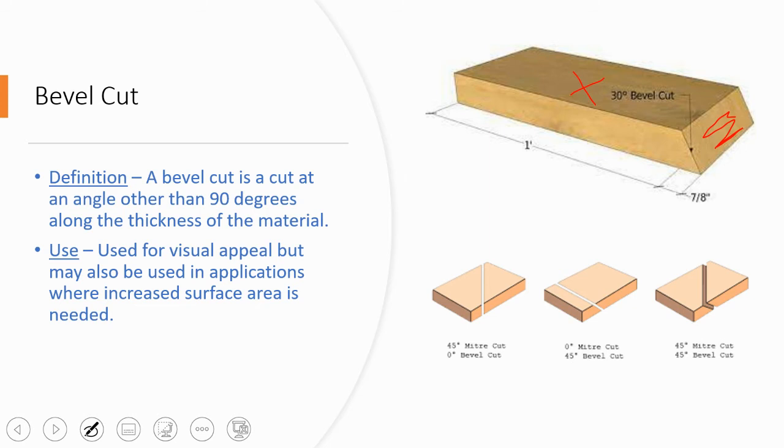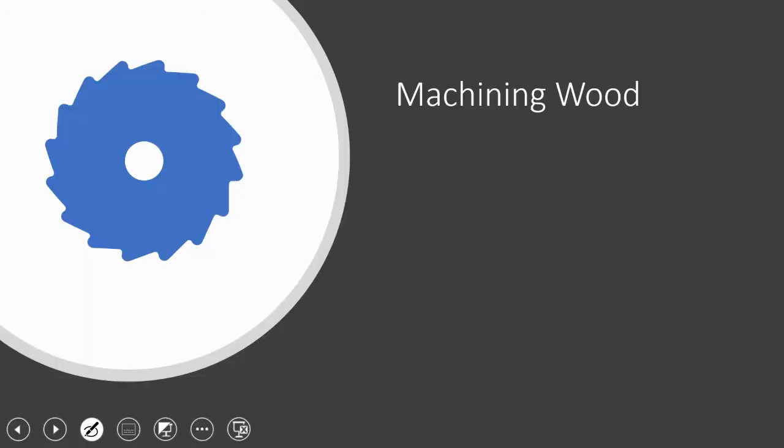So here you can kind of see the differences between what a bevel cut is and what a miter cut is. And so really what we're concerned about is this kind of a cut. We'll talk more about miter cuts later, but it should be something that is in the back of your mind because they are similar, but they are also very different.